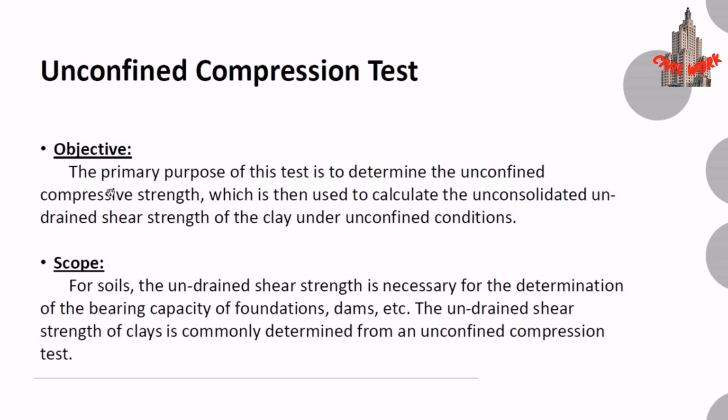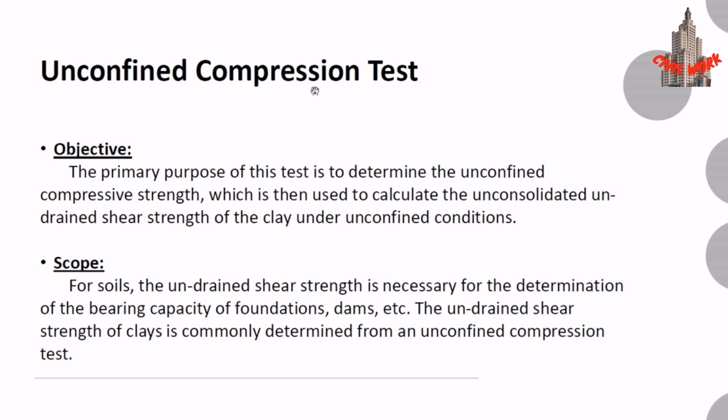Here we have the objective. The primary purpose of this test is to determine the unconfined compressive strength, which is then used to calculate the unconsolidated, undrained shear strength of the clay under confined conditions. We have then the scope for the test. For soils, the undrained shear strength is necessary for the determination of the bearing capacity. Here we have the key word, the bearing capacity of the foundations, dams, etc. The undrained shear strength of the clays is commonly determined from an unconfined compression test.